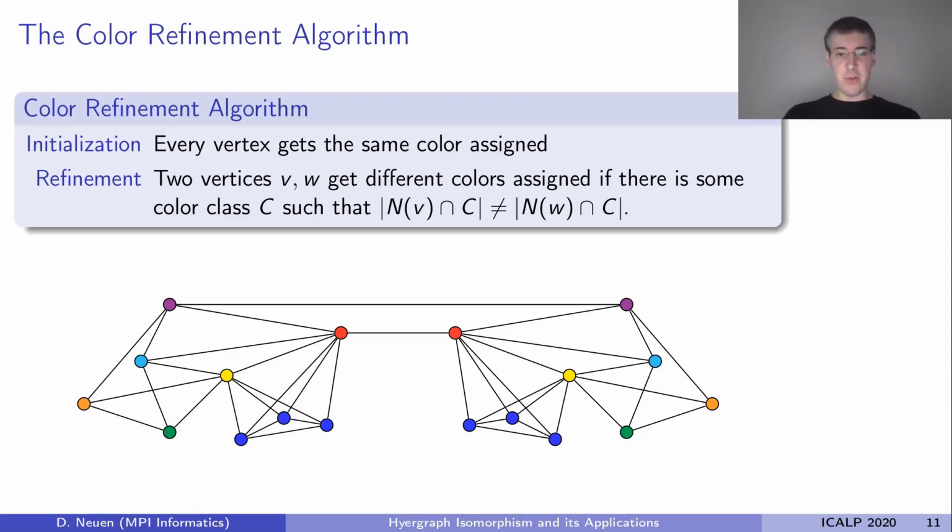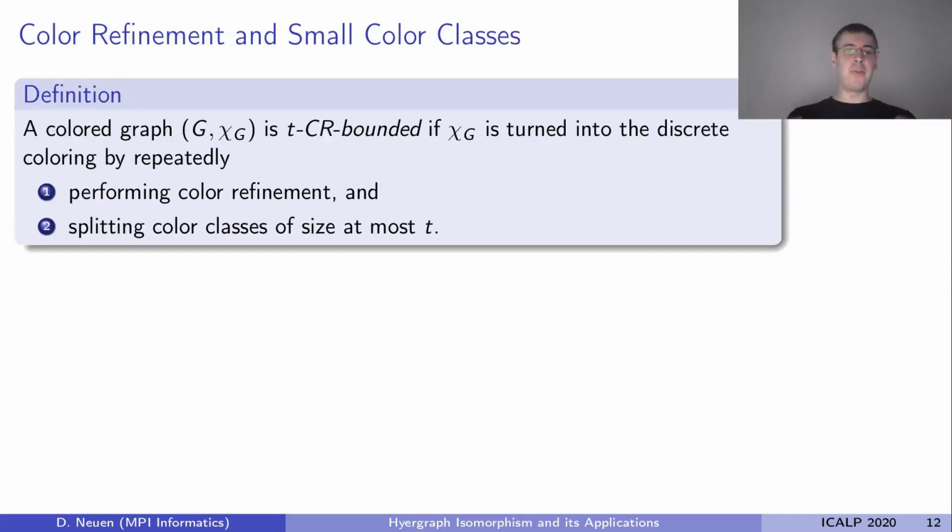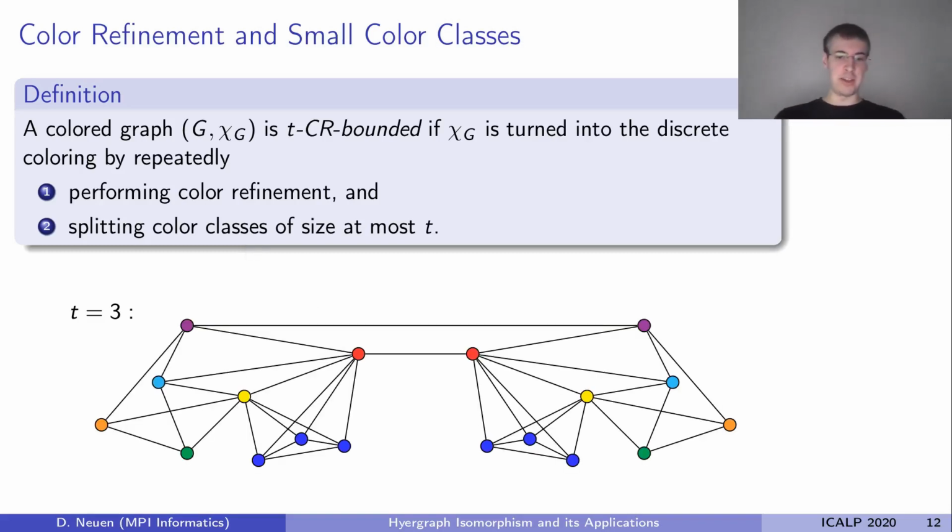Based on this algorithm, we can now define a class of graphs which are called t-CR-bounded. A vertex-colored graph is t-CR-bounded, where CR stands for color refinement, if we can turn the input coloring into the discrete coloring, that is a coloring where every vertex has its own color, by repeatedly performing two operations. One, the color refinement algorithm, and two, we are allowed to split color classes that have size at most t. Okay, so let's again look at an example.